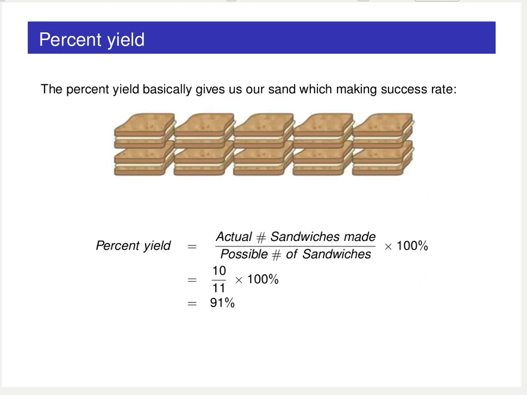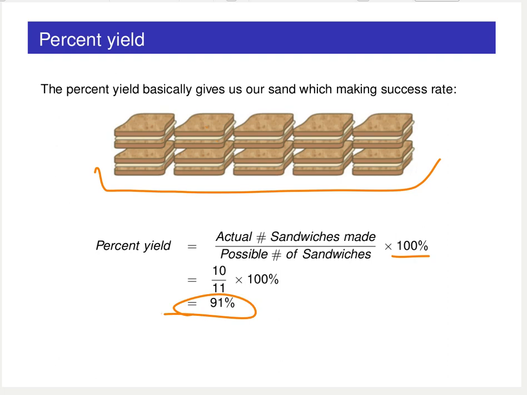And so here's where our concept of percent yield comes in. The percent yield basically gives us our success rate for making these sandwiches. We know that at the end of the day we were only able to make 10. In theory, we should have been able to make 11, if everything went perfectly well. So if we set up a ratio of the actual number of sandwiches made over the total possible number, if we had 100% success, and multiply this ratio by 100, we get the definition for percent yield, which in this example would be 91%.